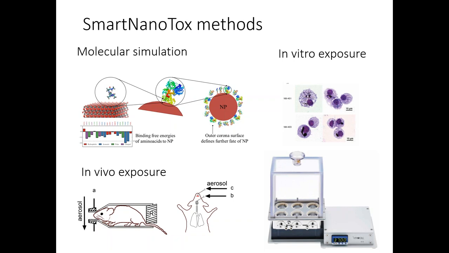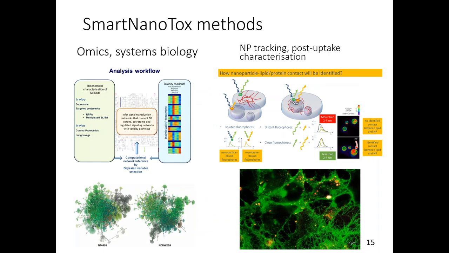Then we have air liquid interface systems. So here you see the Vitrocell 6-well system for which we design a very accurate and realistic exposure technique. Then we have omics and systems biology analysis, where we process a variety of transcriptomics, proteomics, and lipidomics data and derive the gene regulation networks that we see below the graphs for those networks. And then we also develop nanoparticle tracking and post-uptake characterization techniques that are also outlined here.